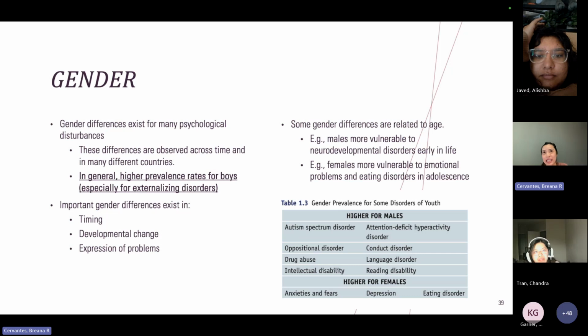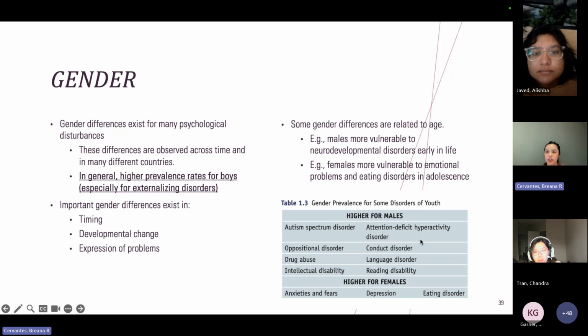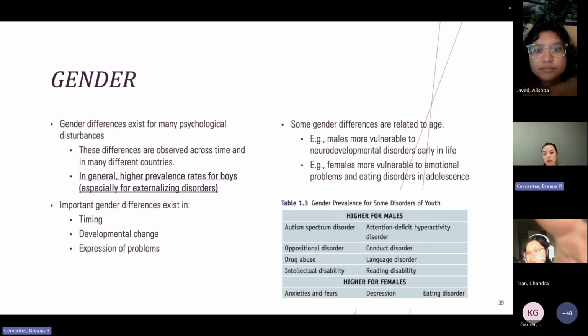Again, that's not to say that the experience isn't about equal. It might be. It just so happens that I think referral rates matter. Who's referring? Are there gender norms in the culture? A lot of these things still factor into why we have these rates. But in general, we tend to see higher rates of externalizing for boys and lower rates among girls, and it's flipped for internalizing: higher rates of internalizing among girls, lower rates among boys. Any questions about that? The table is an example of some externalizing problems and internalizing problems.